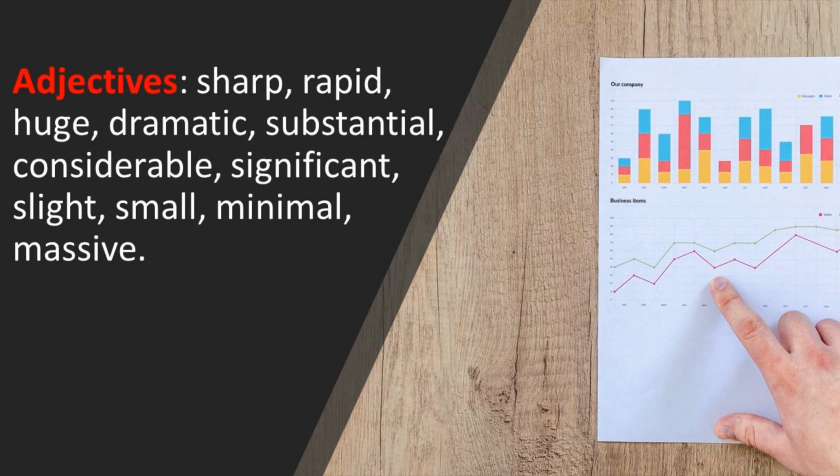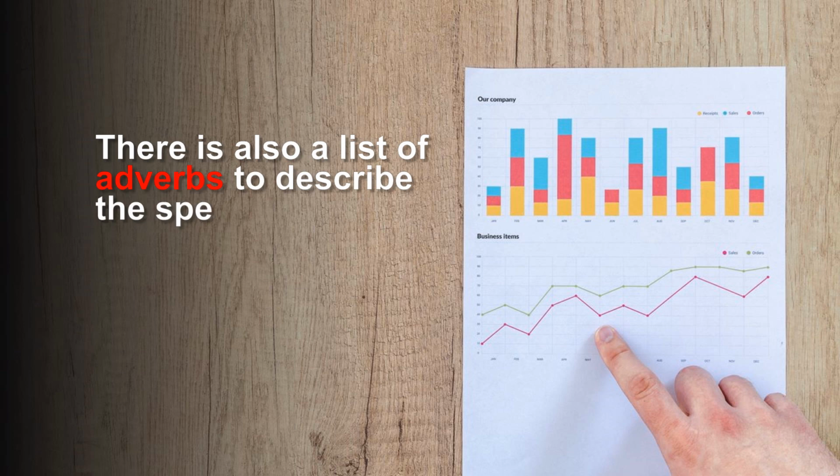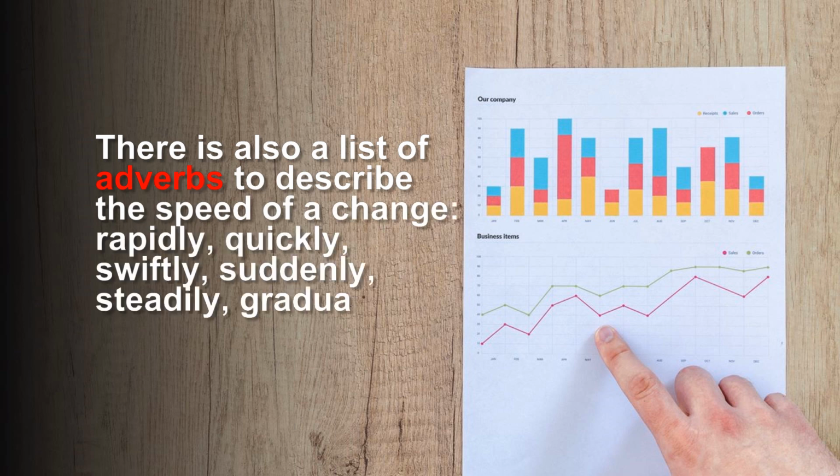Meanwhile, for adjectives, you can apply sharp, rapid, huge, dramatic, substantial, considerable, significant, slight, small, minimal, massive. Finally, for adverbs, you can try to use dramatically, rapidly, hugely, massively, sharply, steeply, considerably, substantially, significantly, slightly, minimally, markedly. There is also a list of adverbs to describe the speed of a change: rapidly, quickly, swiftly, suddenly, steadily, gradually, and slowly.